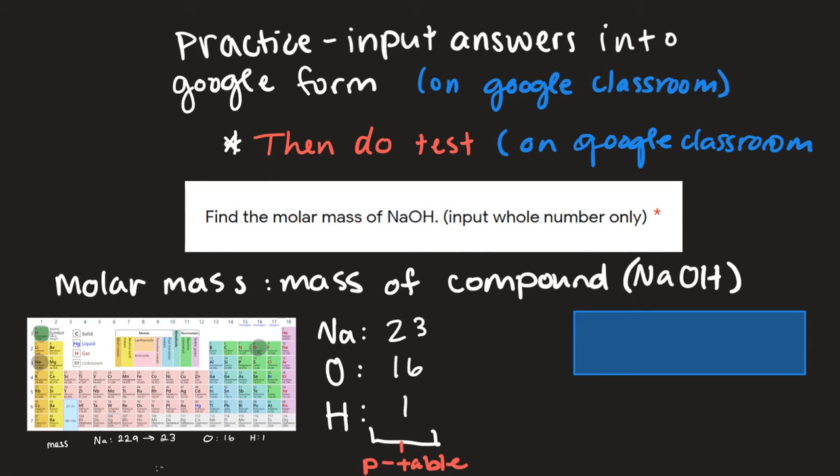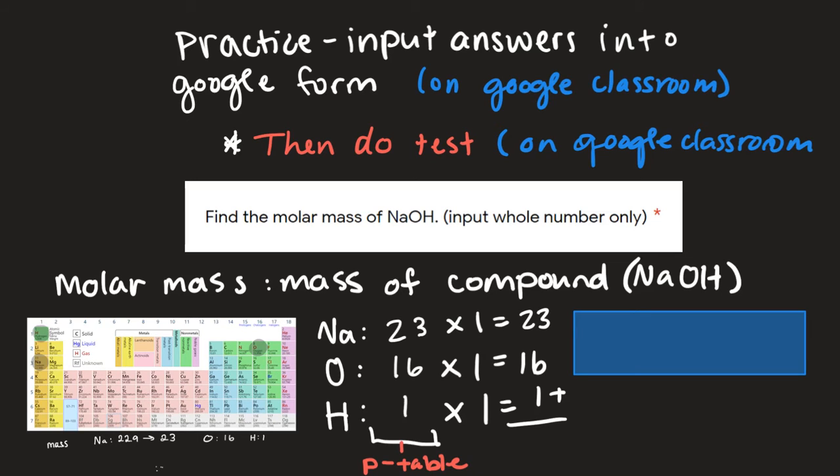Now we're going to multiply it by the number of atoms. With Na, which is sodium, we only have one of them. Oxygen, we have only one. Hydrogen, we have only one. So multiply it. 23 times 1, 23. 16 times 1, 16. 1 times 1 is 1. That may seem pointless, but whenever you see numbers on the compound, like little subscripts like 2, 1, 3, that'll actually fall in place of those ones.